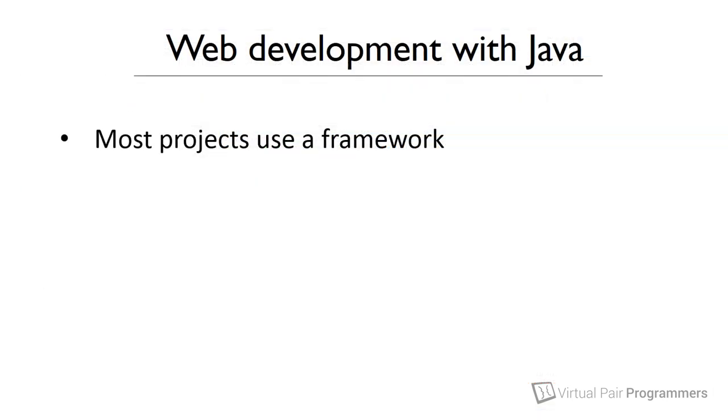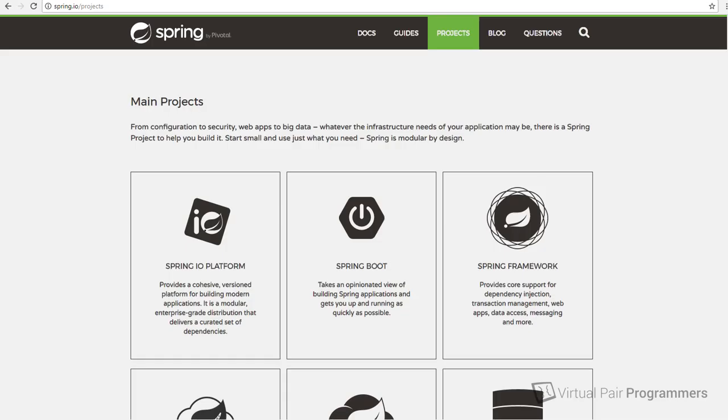By a framework, I mean a set of pre-written Java libraries that will help with the task of building websites. Using a framework makes the whole process much easier. Probably the most popular framework for Java is Spring, and Spring provides a great web development framework called Spring MVC. And if you use Spring Boot, then you can get started with Spring MVC very quickly. We have a number of courses on the Spring framework here at Virtual Pair Programmers, and we cover both Spring MVC and Spring Boot in quite a lot of detail.